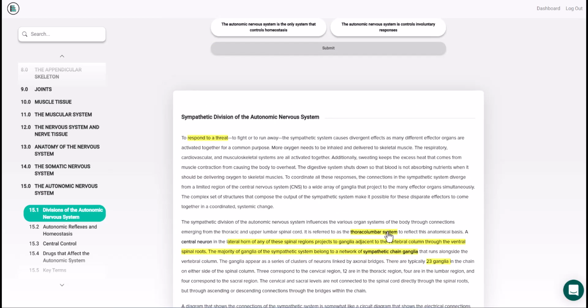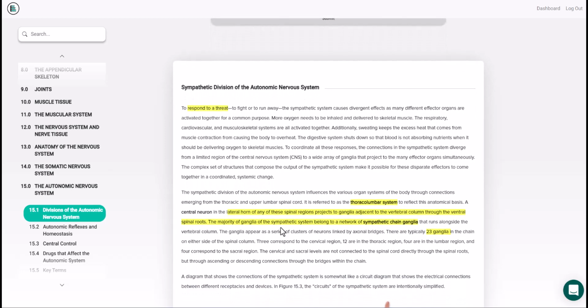So right now, this sympathetic division is also called the thoracolumbar division or thoracolumbar system. And like I said, the neuron is coming off from the lateral horn of the spinal cord, and is coming off the thoracolumbar region. The other thing is that the neuron, when it comes off the spinal cord, first goes to a ganglion.